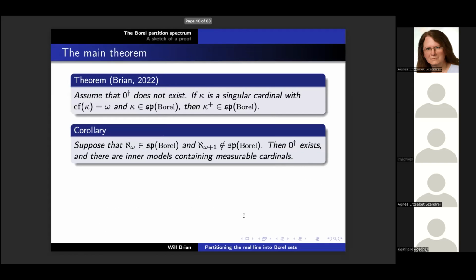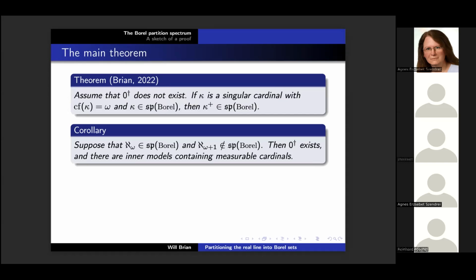Okay. A corollary to this is that if you ask about anybody's favorite singular cardinal, well, of course, it's Aleph omega. So if we look at the first singular cardinal, Aleph omega, if there's a partition of the real line into Aleph omega Borel sets, but not Aleph omega plus 1, not its successor cardinal, then that means that 0 dagger does exist. And what I want to say about that, I suppose, is that saying that 0 dagger exists is a large cardinal axiom.